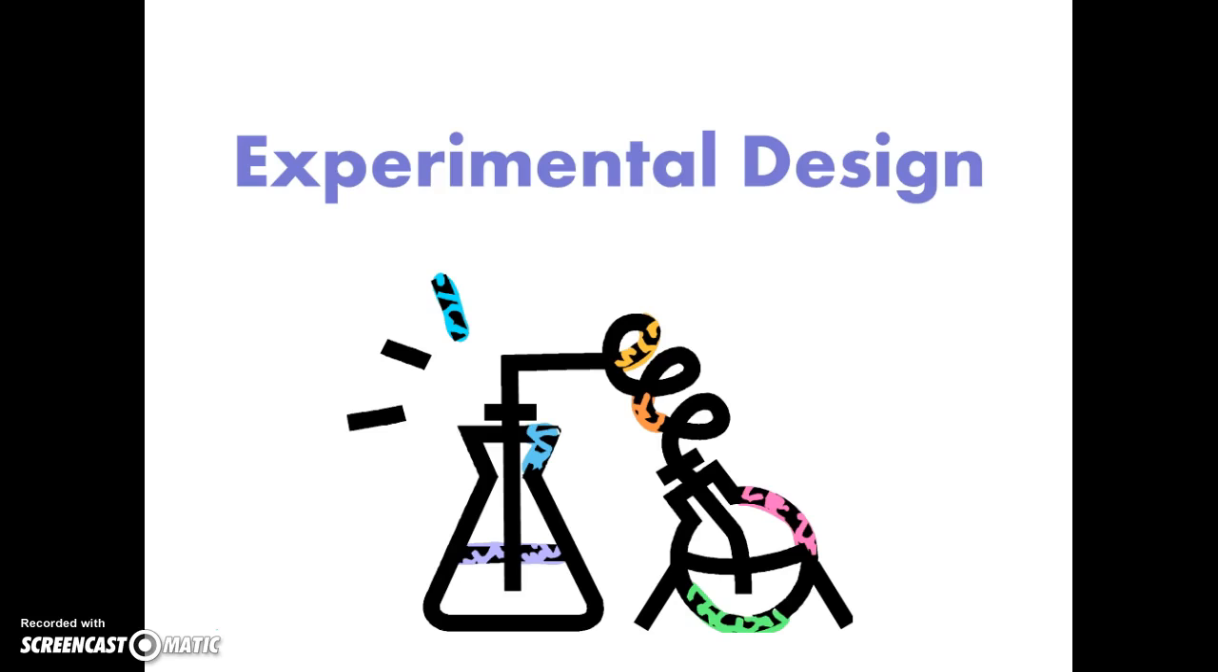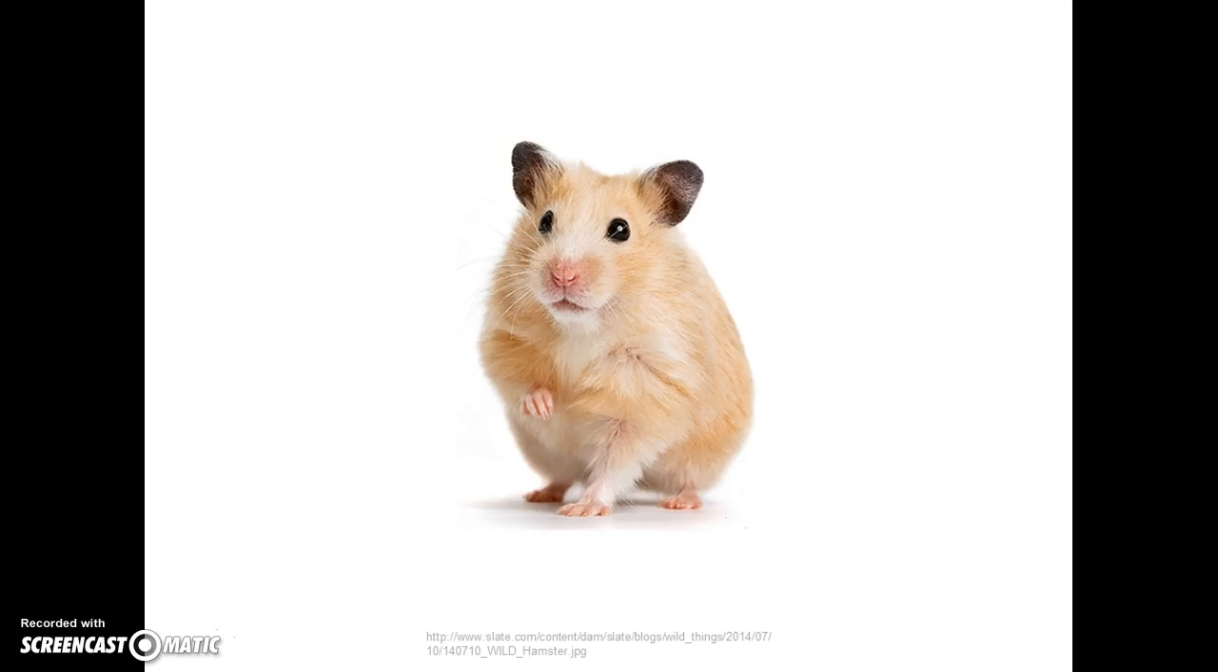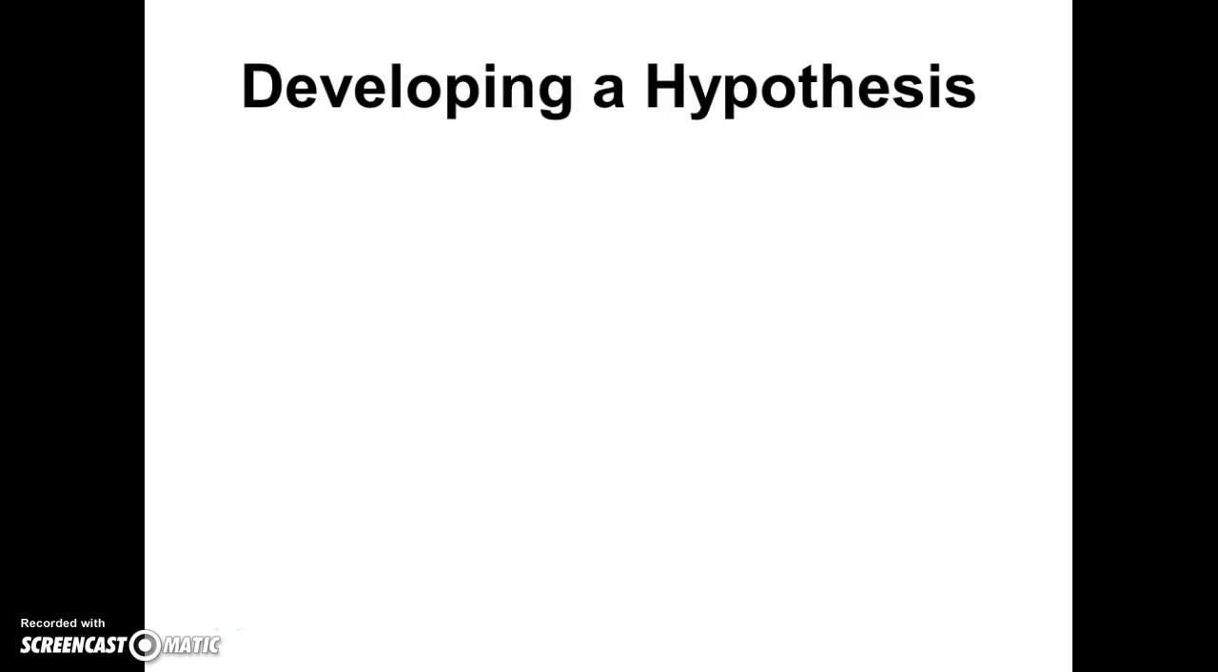What makes good experimental design? You're going to be designing experiments and carrying them out and interpreting the data. So what goes into that, and what are the components of an experiment? We'll be talking in this little presentation about hamsters. And the first part is you need to develop a hypothesis when you're going to carry out an experiment.